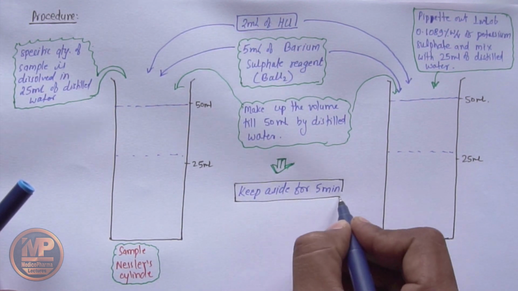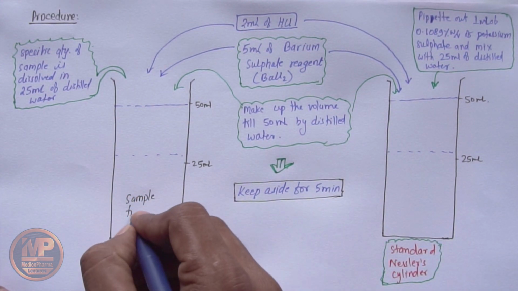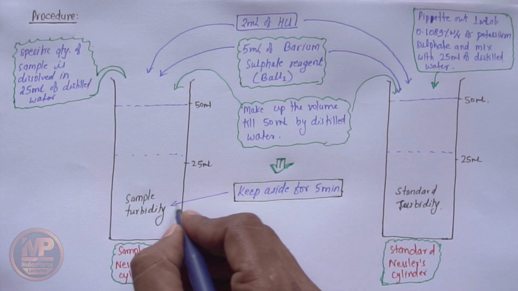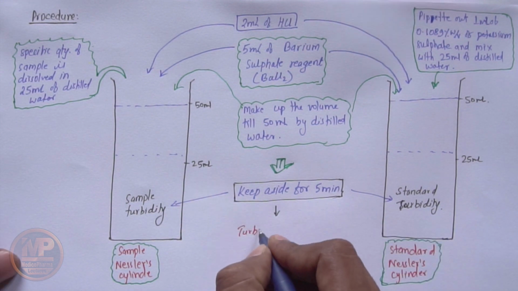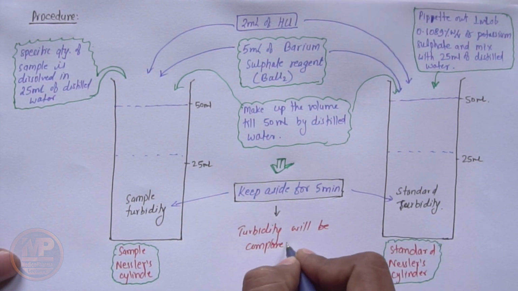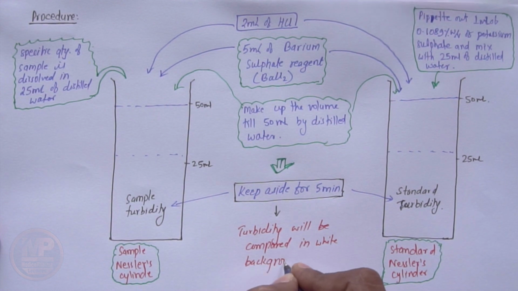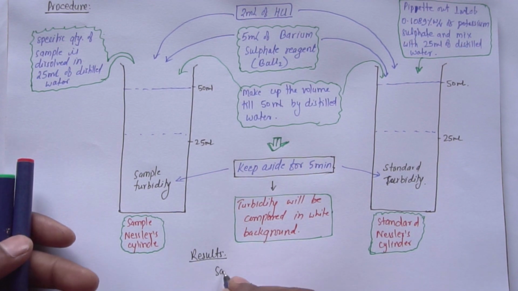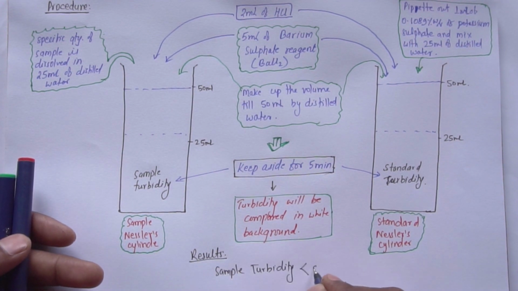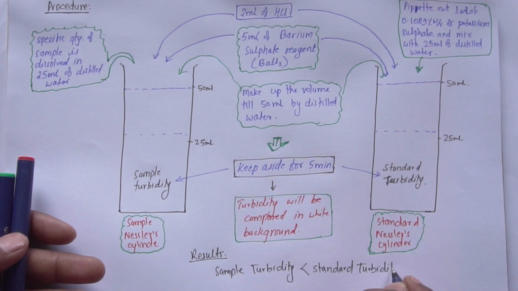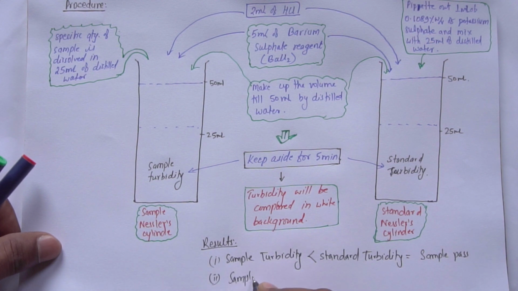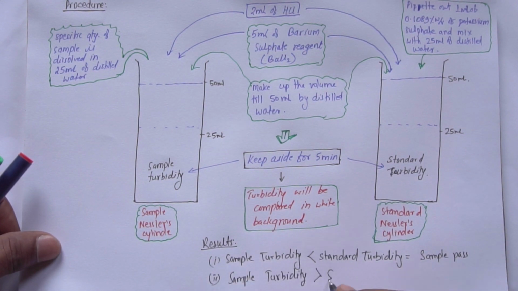As a result, sample turbidity will be produced in the sample Nessler cylinder and standard turbidity will be produced in the standard Nessler cylinder. This turbidity is compared against a white background. So this is all about the procedure. Now coming to results. If the sample turbidity is less than the standard turbidity, then the sample will pass the limit test for sulfate. Second, if the sample turbidity is more than the standard turbidity, then the sample will fail the limit test for sulfate.